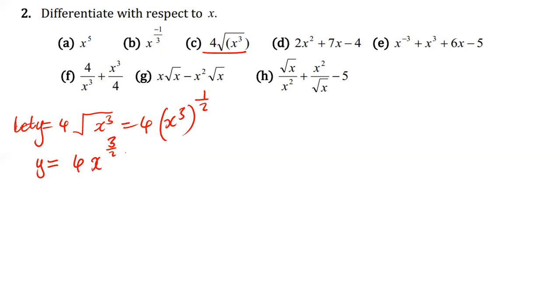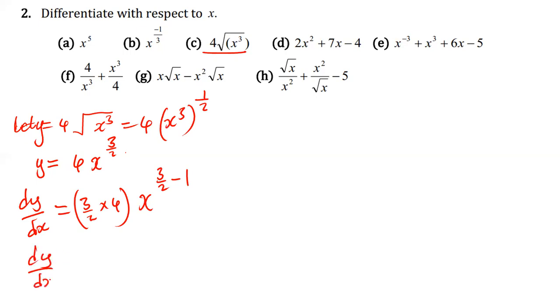Remember what I said, to find dy dx, we simply multiply the power with the coefficient of x. So we're going to say 3 over 2 times 4, then x raised to the power 3 over 2 minus 1. To find dy dx, 3 over 2 times 4 gives us 3 times 4, that will be 12. 12 divided by 2, the answer is 6. So we get 6 there. Then x raised to the power 3 over 2 minus 1.